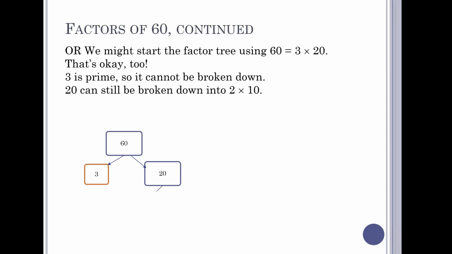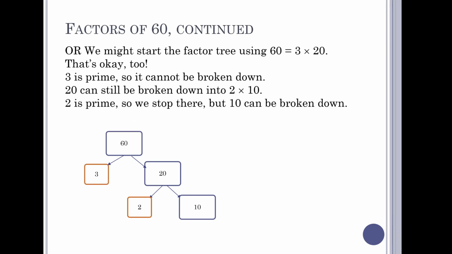Maybe you think 20 is 2 times 10. Or maybe you thought it's 4 times 5. Doesn't matter. It works either way. The 2 is prime, so we stop, but the 10 can still be broken down into 2 times 5.